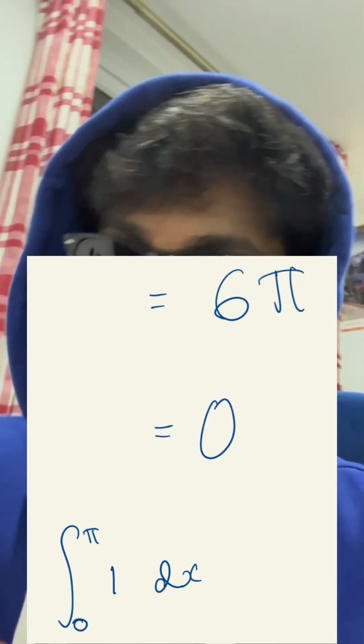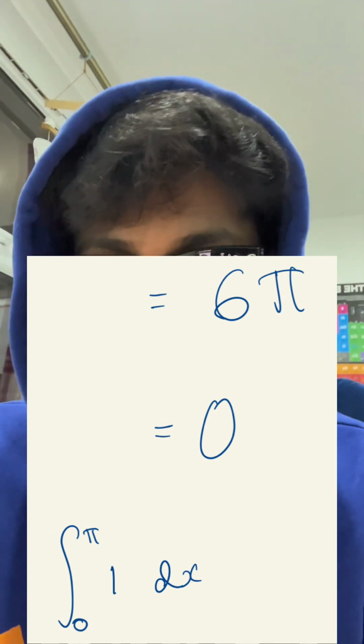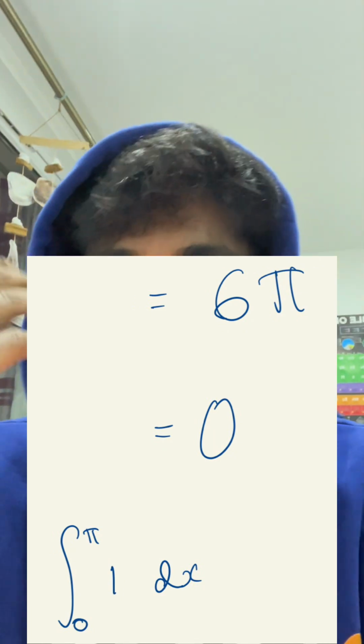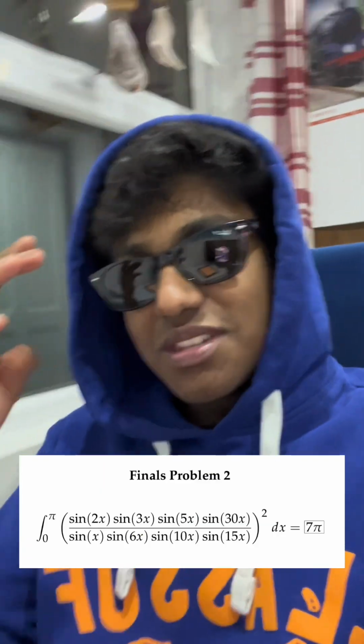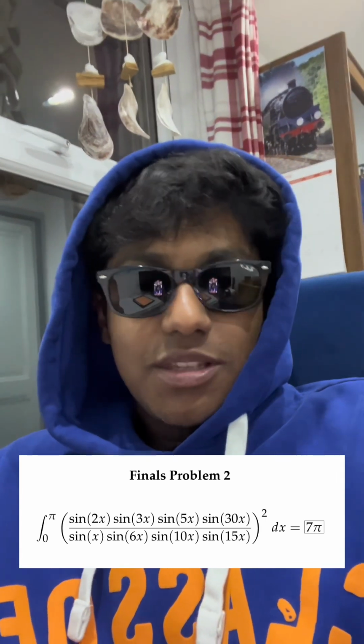And we're just left with the integral of 1 between pi and 0 with respect to x, which is like the easiest thing ever. That's just pi. So we just add those two together and we end up getting 7 pi. Yes, folks, that is the correct answer. And we just did it, I think we're just qualified to be MIT students now.